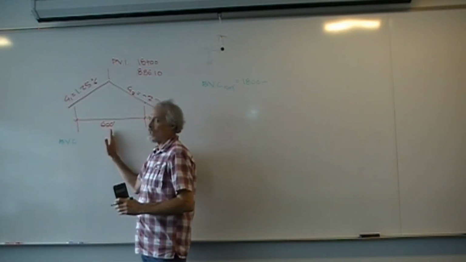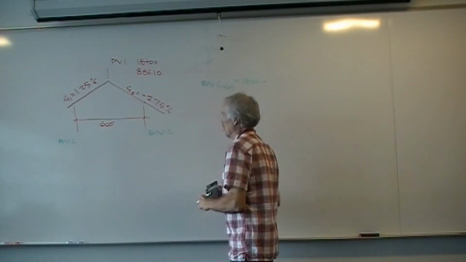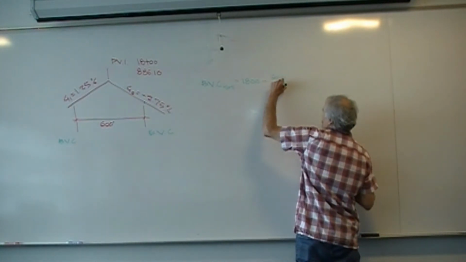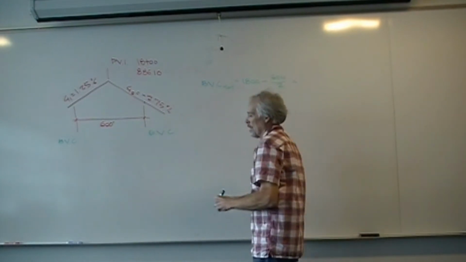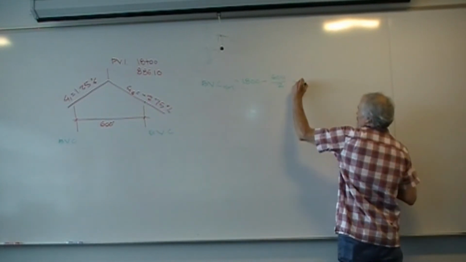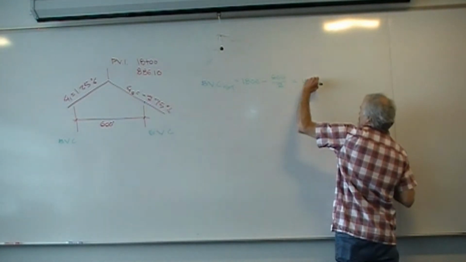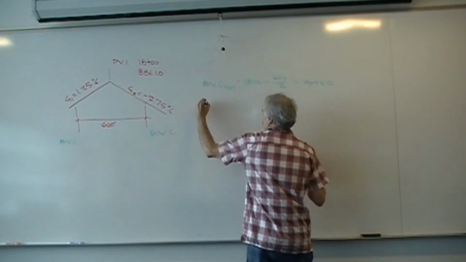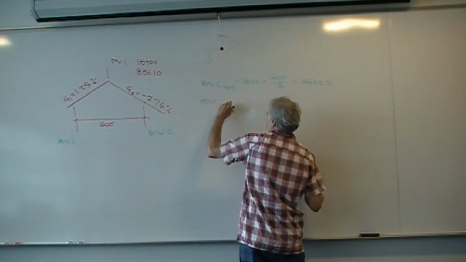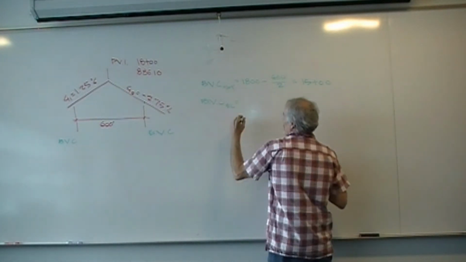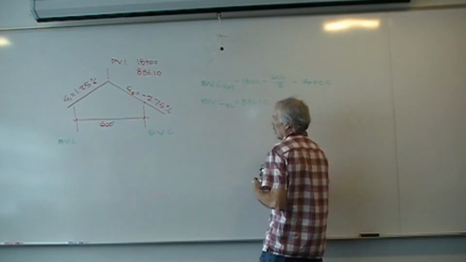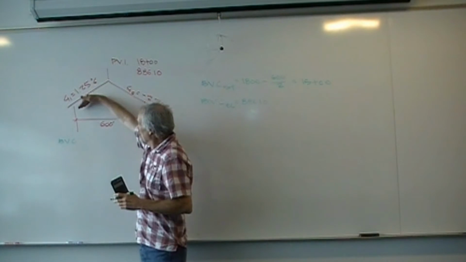Since this is an equal tangent curve, it's just going to be half of 600. So you could take L and write it in an equation like this, just divided by 2. So we're taking 300 feet and subtracting that, so we get 15 plus 00. So the BVC elevation is going to be equal to the PVI elevation, which in this case is 886.10. So if you notice, we're dropping.